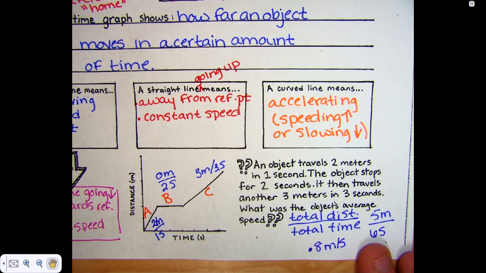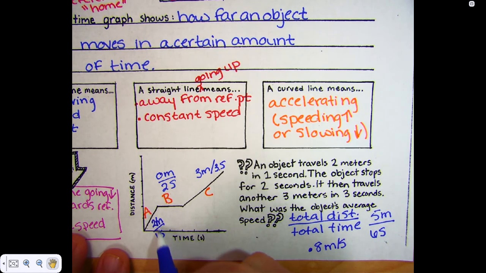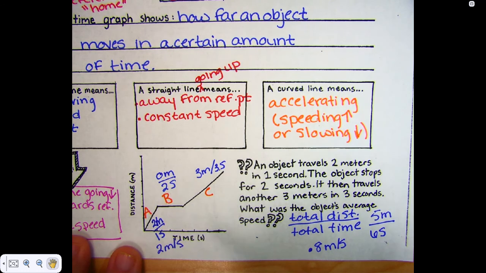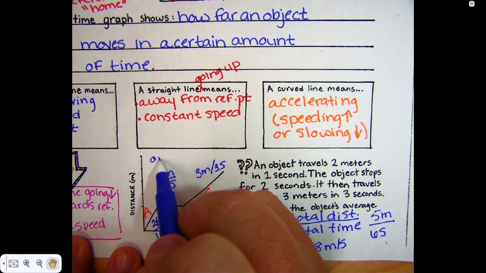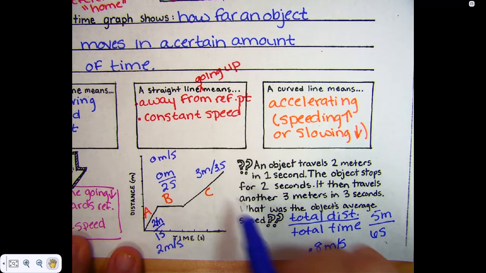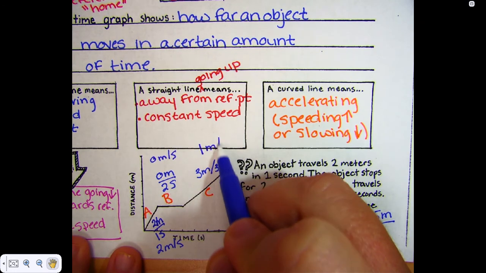Now you could go over here and tell me what the speed at each interval is. Well, the speed at interval A is 2 meters per second. Speed at B would be 0 meters per second. And C would be 1 meter per second.